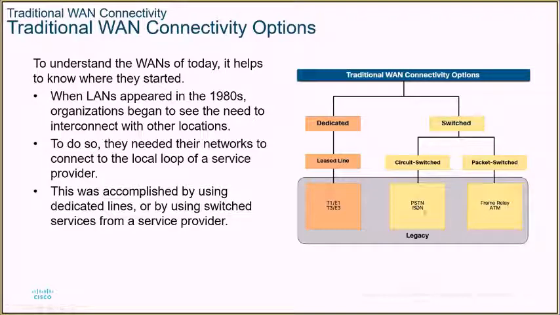Circuit switched, of course, means you need to make the connection through the network before any data can move, while frame relay or ATM or packet switched networks can basically be up 24/7.